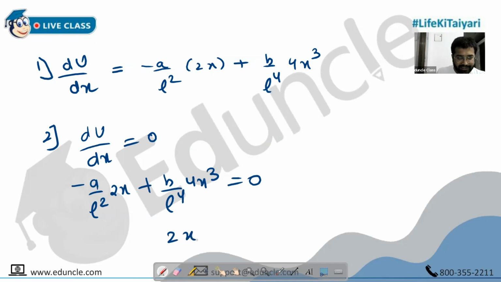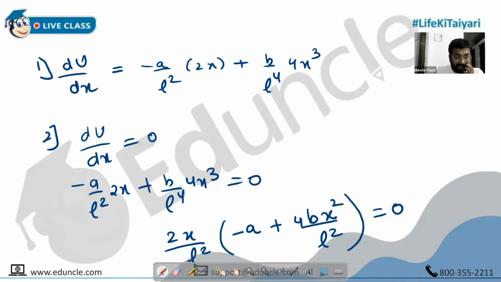Good. So I can take 2x upon L square common. I'll be left with minus a plus 4b x square upon L square. This is 0. I hope I have taken common properly. Let me just check. 2 is taken, x is taken, L square is taken. So minus a is remaining. Here, since I've taken 2 common, I will be left with 2b x square upon L square.